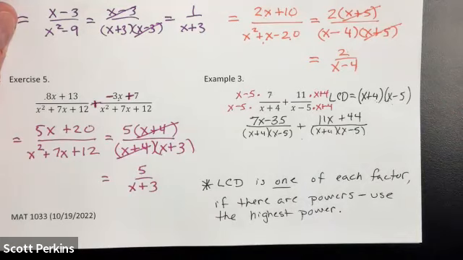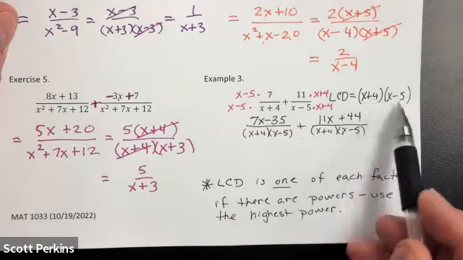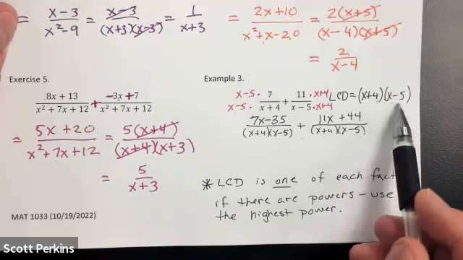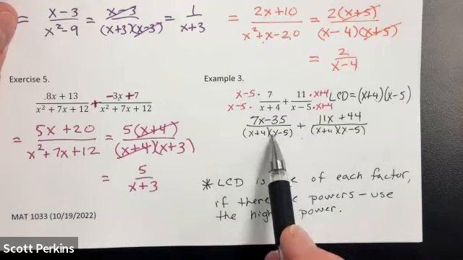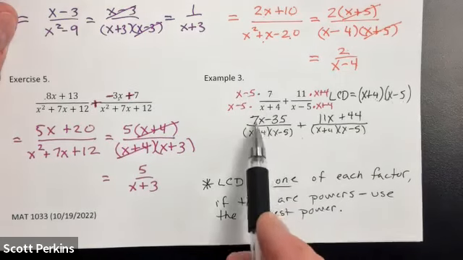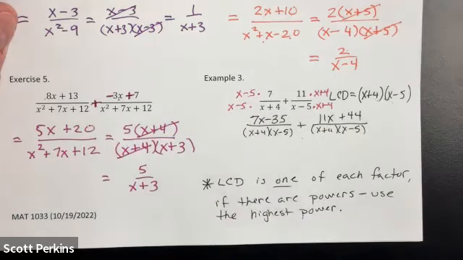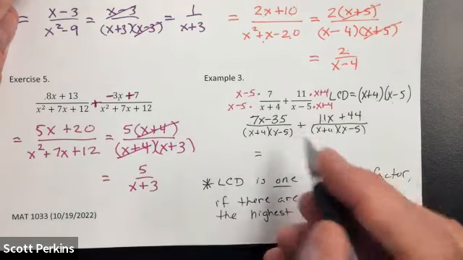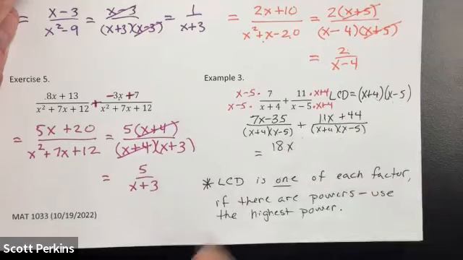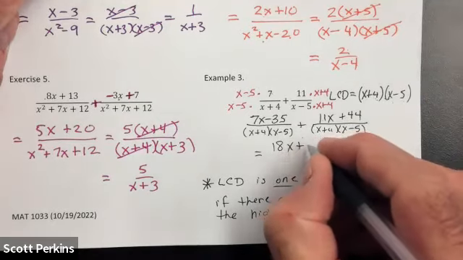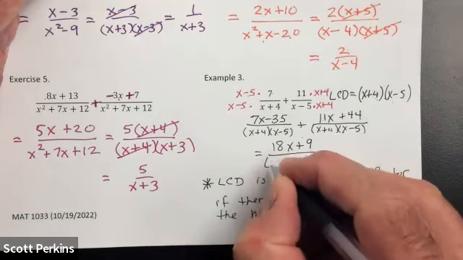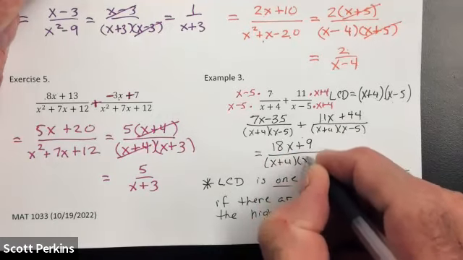So what I've done, just to recap, is I identified what the common denominator was by picking out one of every factor that I saw. Then I wrote that common denominator so that I could adjust my numerators of the two fractions. Now that they're all adjusted, I'm almost done with the problem. 7x plus 11x is 18x. Negative 35 plus 44 is plus 9. The denominator is x plus 4, x minus 5.